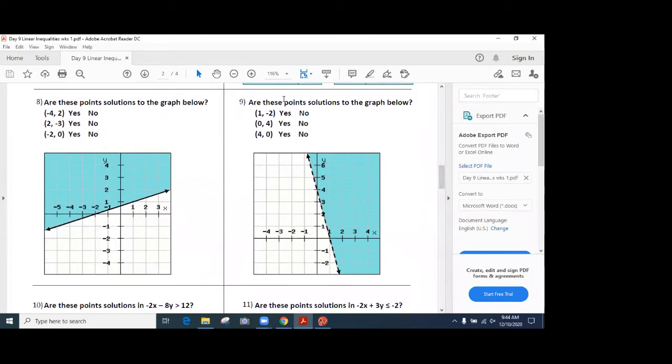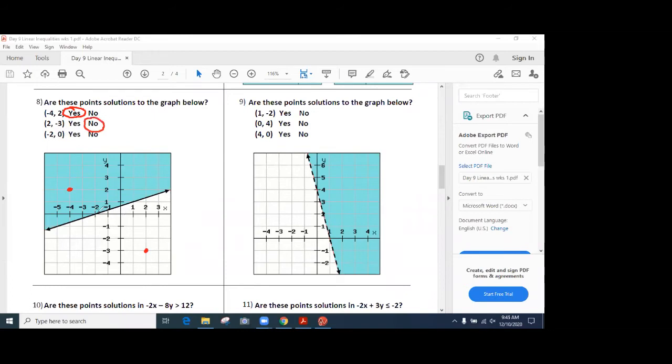Okay, so this right here, we're just simply plotting the points and saying whether they're solutions. So -4, 2. Remember, I've got a new poster up here that says X is first. So -4. So draw these points on your paper. So we're going to go to -4 and then +2 right here. Is that a solution? Yes, it's in the shaded region. Okay. 2, -3. So 2 and then -3 would be right here. Is that a solution? No.